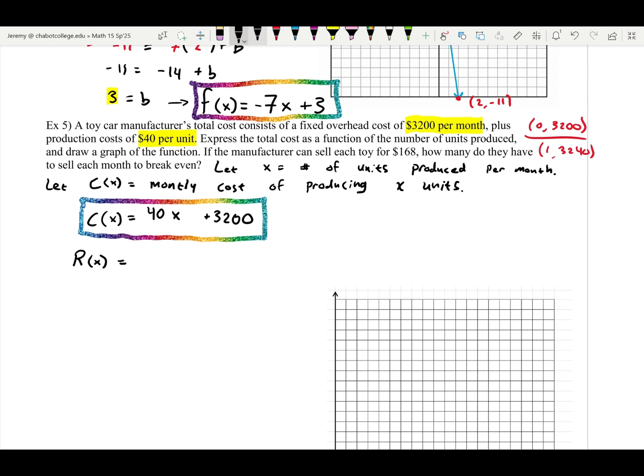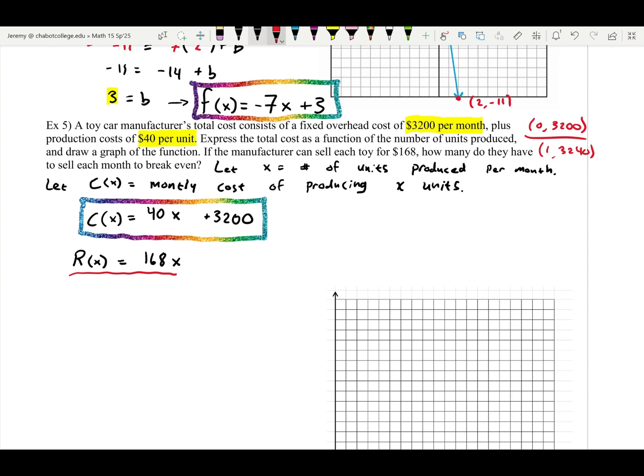Okay, and this function is definitely going to involve that 168. That 168 is the price per unit. So we'll just multiply that by the number of units, x. And there's nothing else to this function. That's all there is. There's just the price that we're selling them for and the number of those units that we sell. So here is our revenue function.